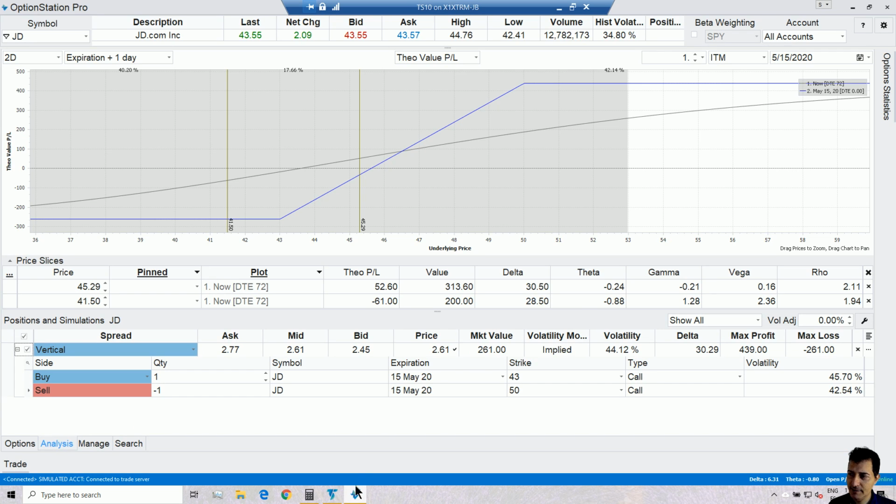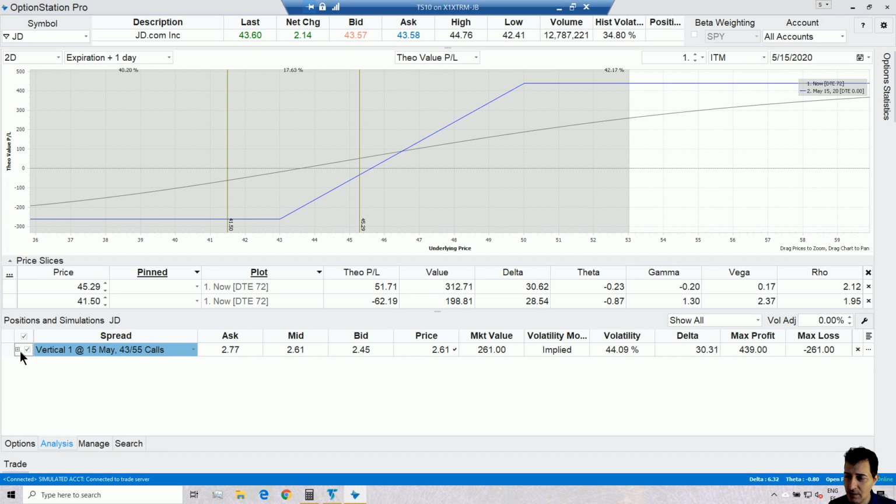Now, I'm not done yet. There is always another test which is worth it to check, and then you can compare the vertical spread with the second type of trade.